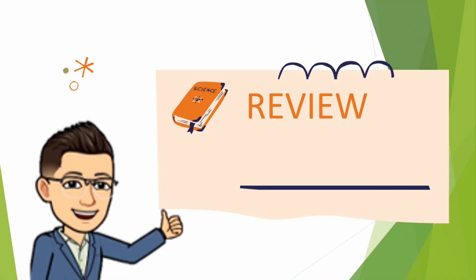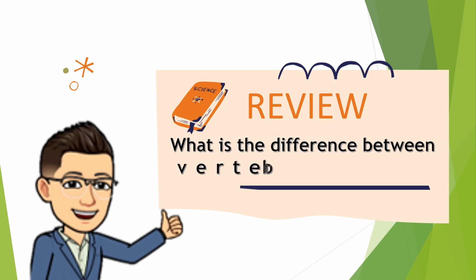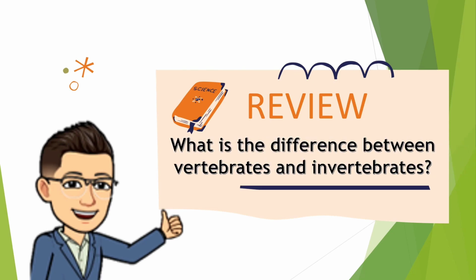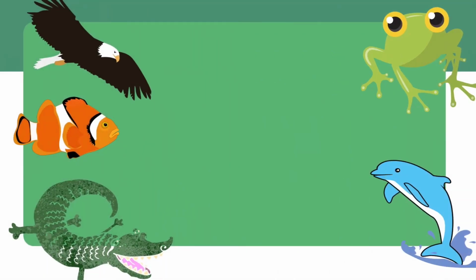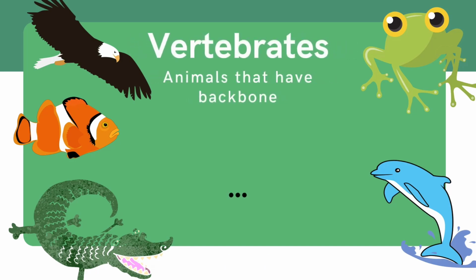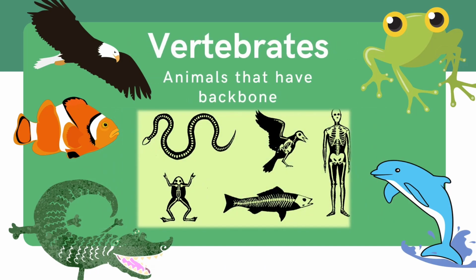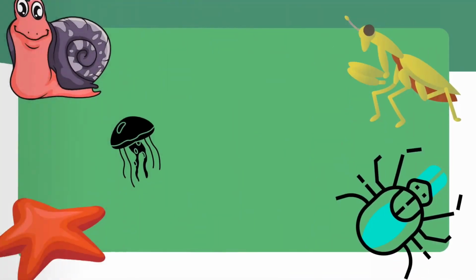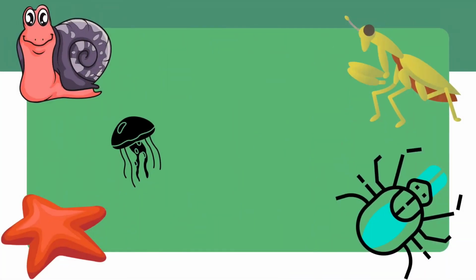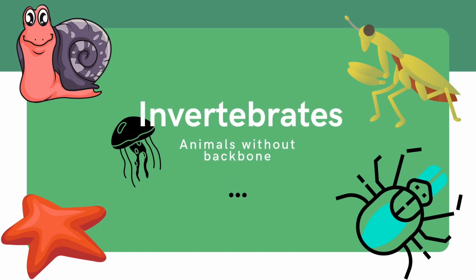Before we start our new lesson, let's have a review on our previous lesson. What is the difference between vertebrates and invertebrates? Correct! Vertebrates are animals that have backbone, while invertebrates are animals without backbone.